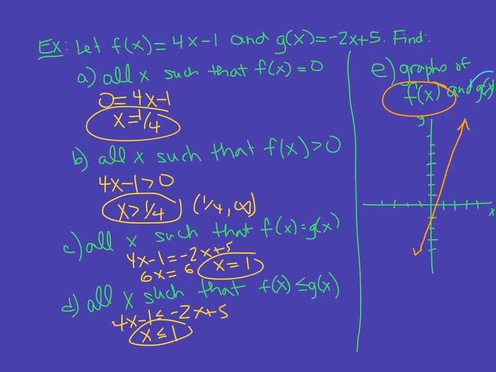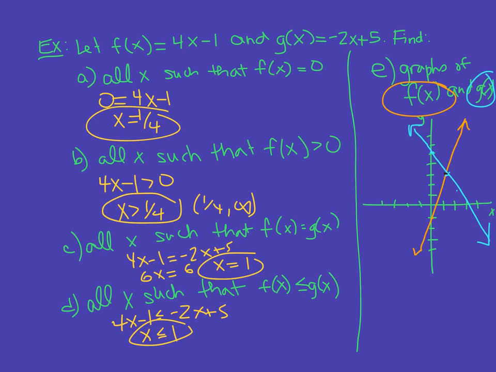For g of x, that one has a y-intercept of 5, so I'm going to draw that. It has a slope of negative 2. I go down 2 and right 1. You'll notice I actually intersect at one of the points that I just drew on the previous one. I can draw more points if I want to. I don't have to because all I need is 2 points to graph a line. So if I draw that, it just looks like this. Not quite the perfect graph, but it's pretty close.